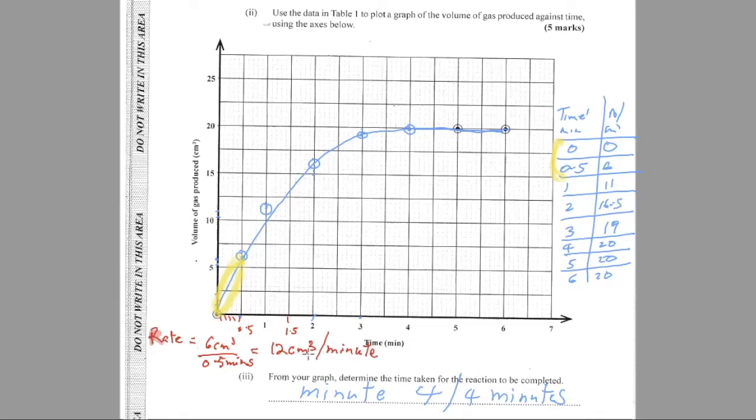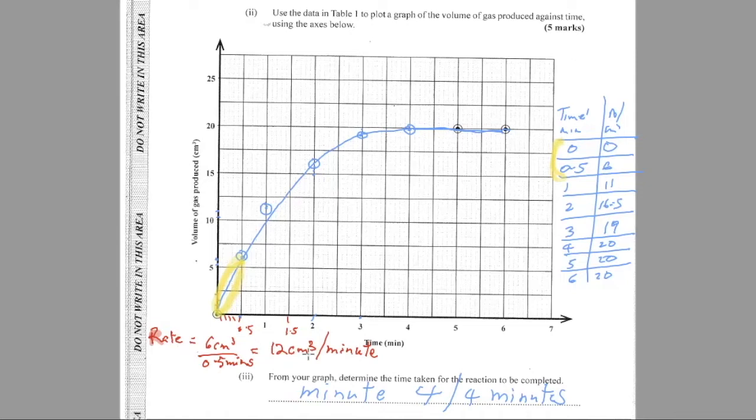In moving from half of a minute to 1 minute, the change would have been 11 minus 6, that's a change of 5. So that would be 5 over half of a minute, which would be a rate of 10 cm cube per minute. And then from 1 minute to 2 minutes, the change in volume is 5.5 divided by 1 minute, so that would be 5.5 cm cube per minute. And the rate kept getting lower as time progressed.